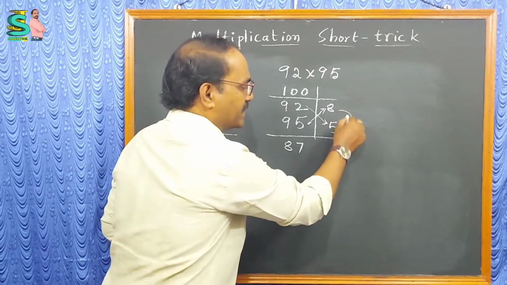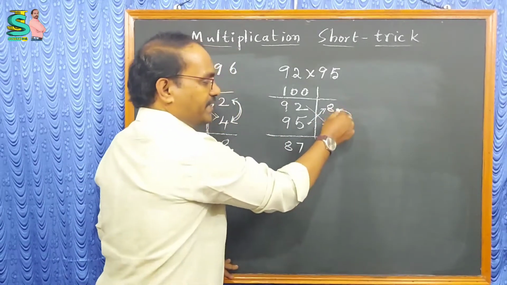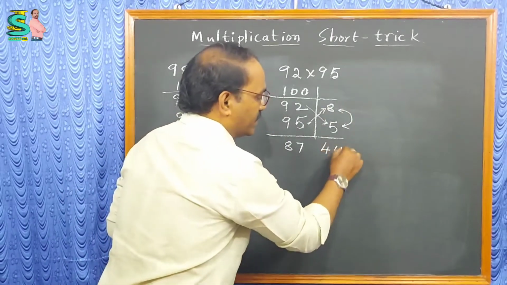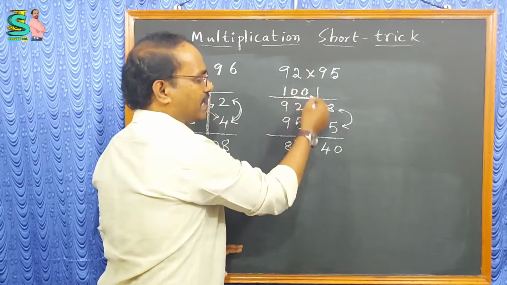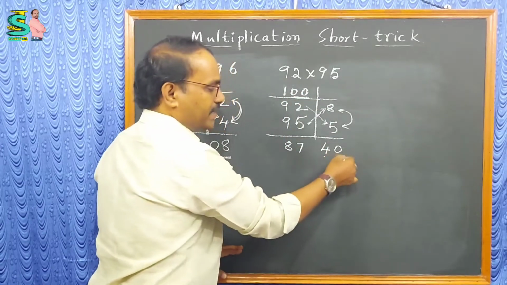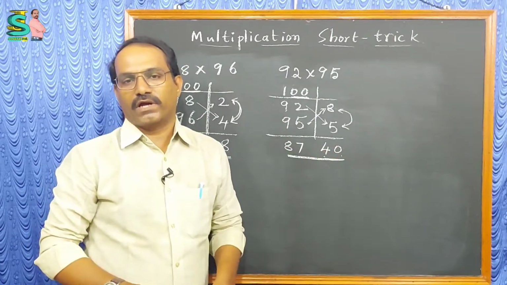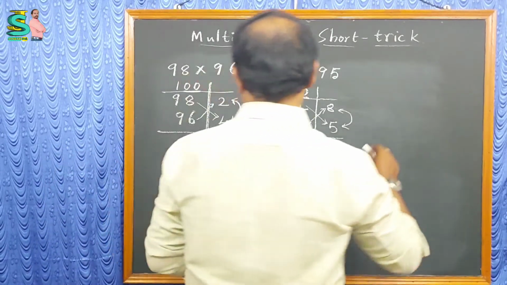And then multiplication of these two numbers. 8 5s are how much? 40. Look at here, 2 zeros are there, a 2-digit number already comes. So your answer is 8740. Understood? Now one more question we will check.